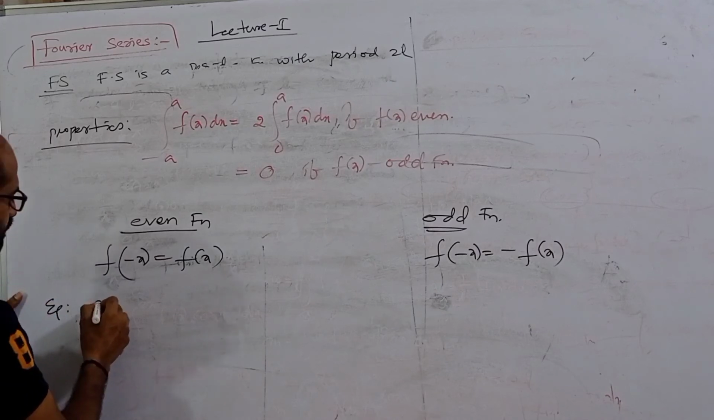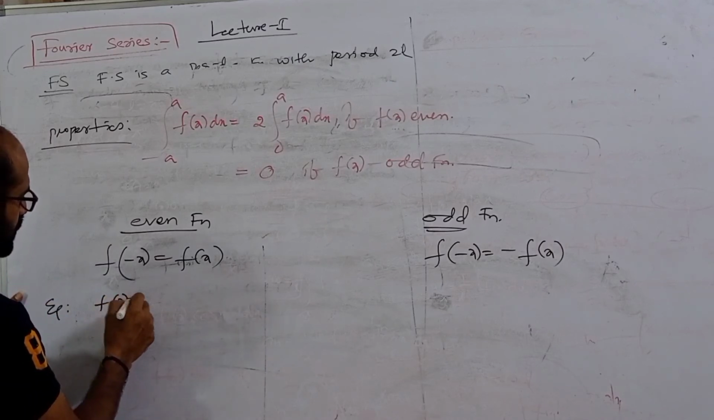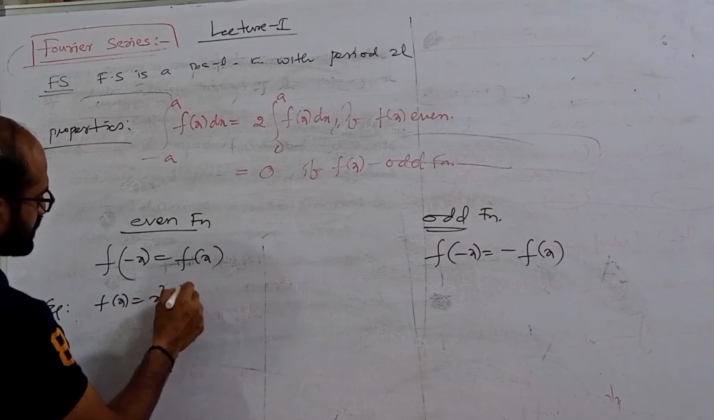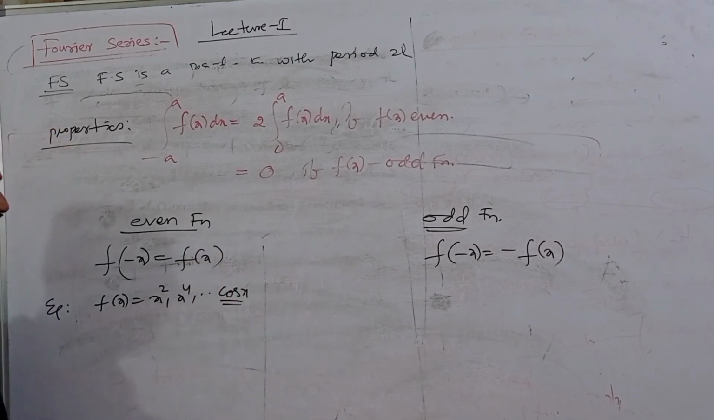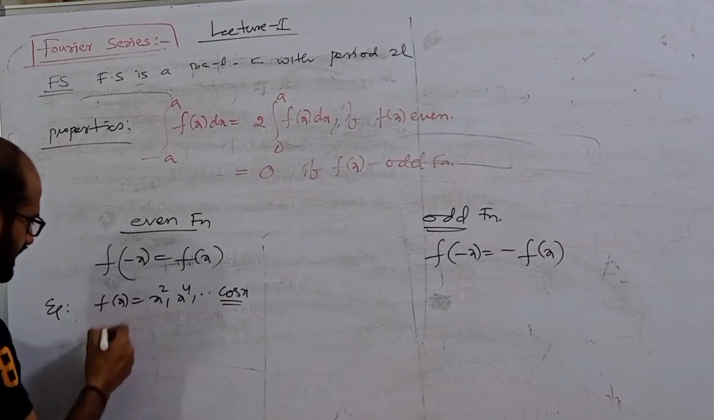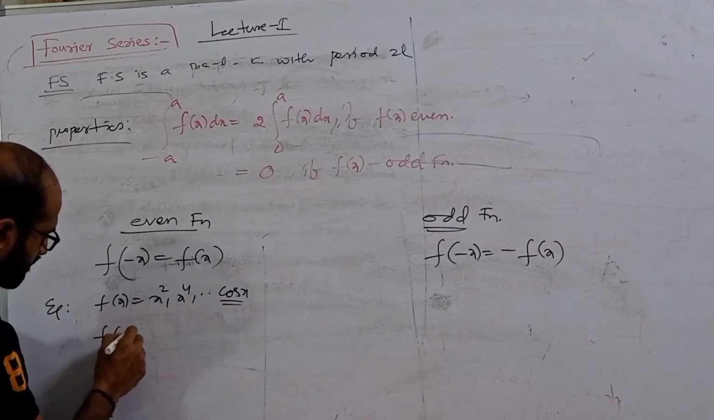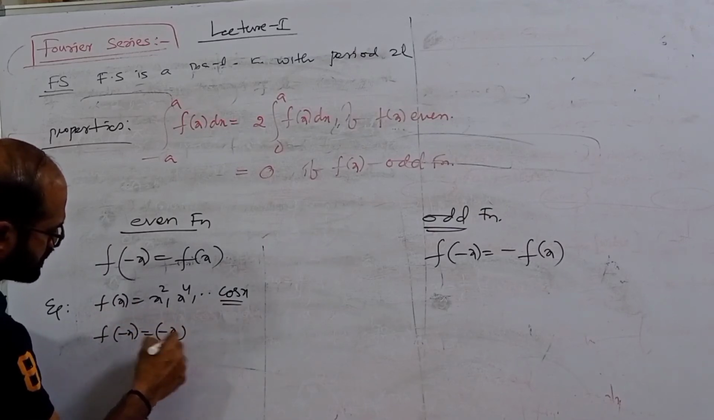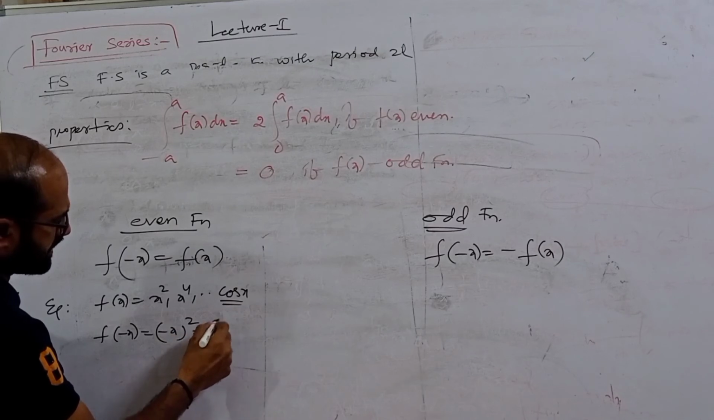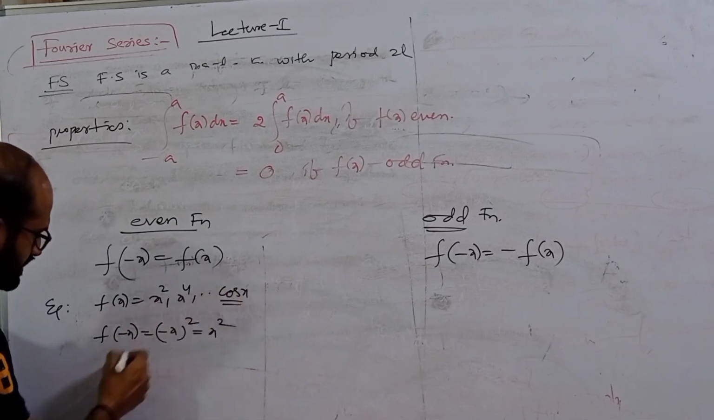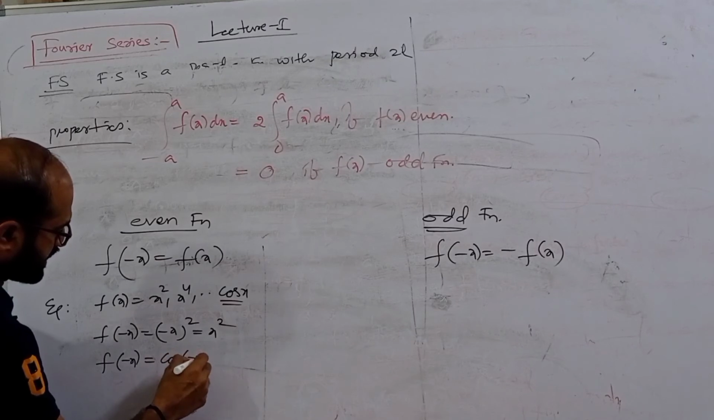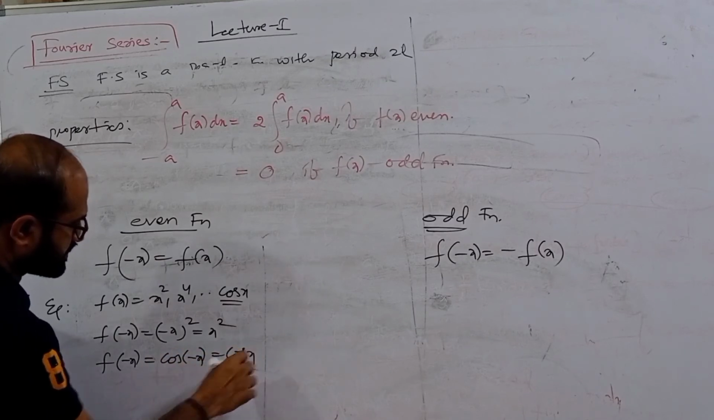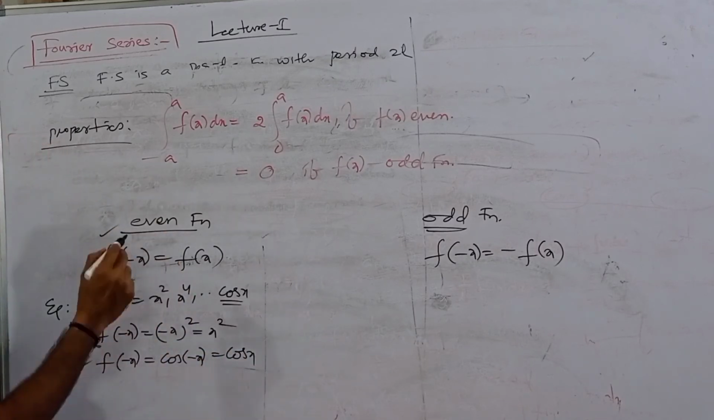See, for example, x square, x power 4 and cos x, these all are even functions. Let us see x square: f of minus x equal to minus x whole square, minus minus plus, you will get again x square only. Let us suppose cos x: f of minus x equal to cos of minus x, this is nothing but cos x, so this is also an even function. These are even functions.